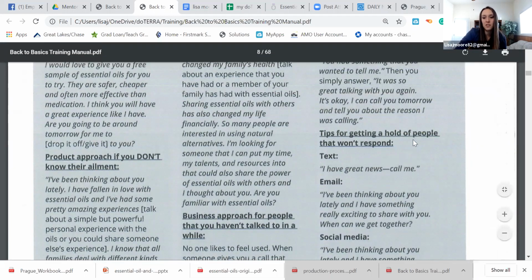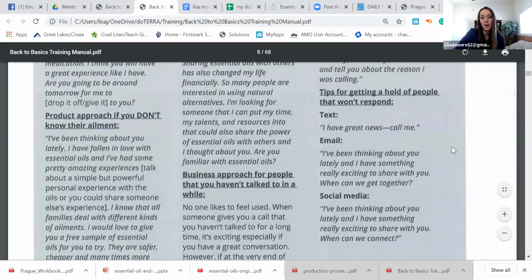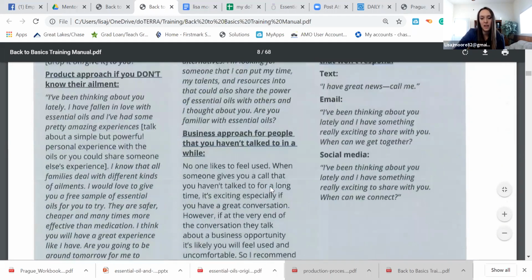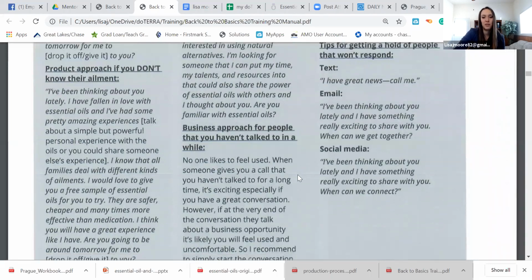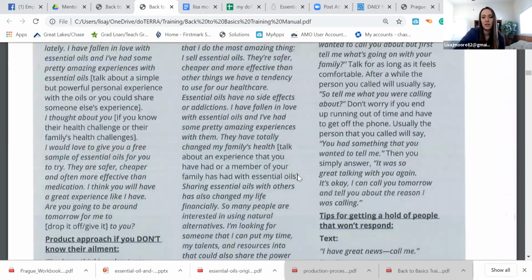One of the things that she does with different friends, when you want to get a hold of them and sometimes you have trouble, is one of the texts that she likes to send: I have great news, call me. And you can talk to them about how excited you are with your business. But don't tell them that in text, have them call you. You want to talk to them in person. You want them to hear the intonations in your voice and feel your excitement and really connect with them and feel where they're coming from.